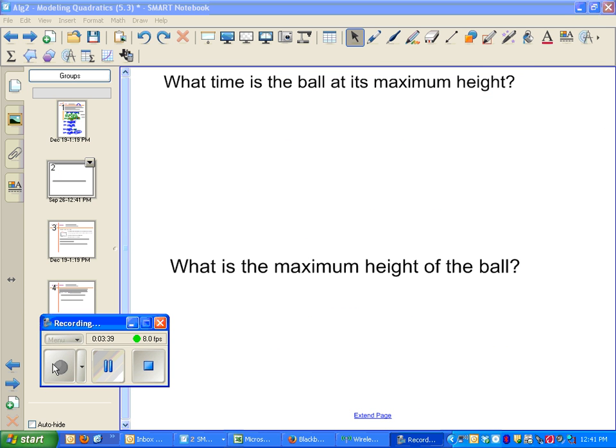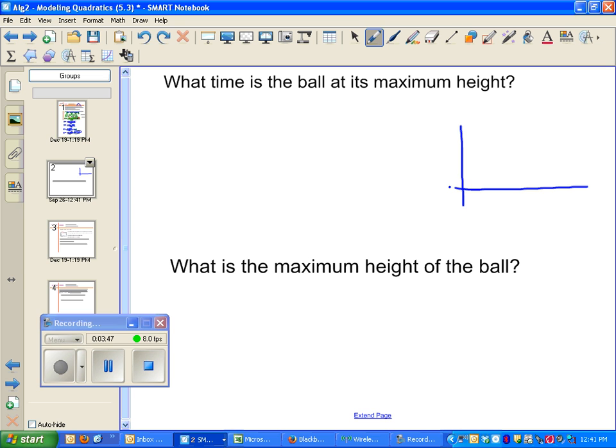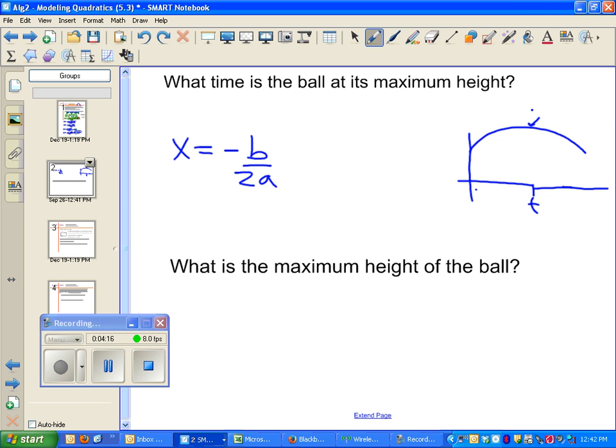For our next two questions, we need to know what time is the ball at its maximum height. So again, our parabola looks something like this, right? So max height would be right here. Here's our time. So we need to figure out what the time is and what our max height is. So maximum height is when we have the axis of symmetry. So we're going to use negative b over 2a to find our maximum time.